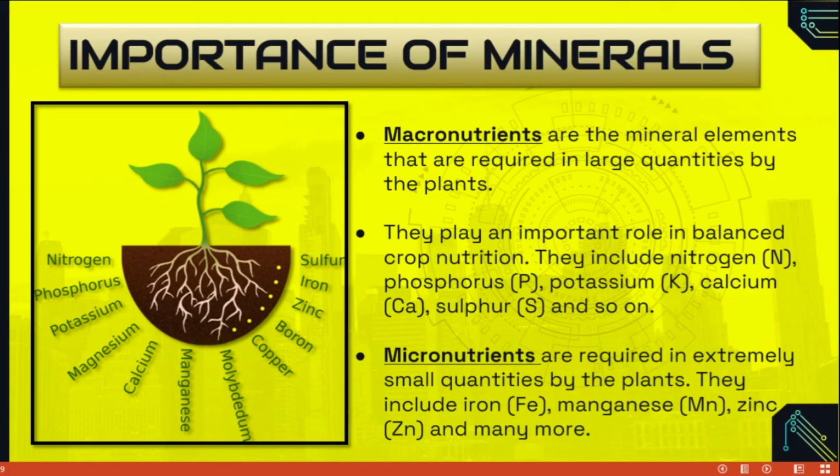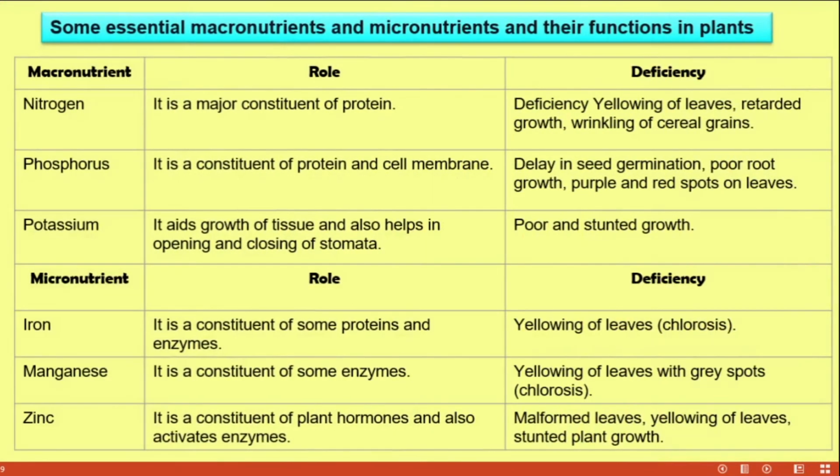So there are two nutrients, one is macro, another one is micro. Macro means plants need a large amount, micro means plants need a small amount, okay, right. See, these are all very important for growth of plants, okay, right. Next, essential macronutrients and micronutrients and their functions in plants, okay. So how important are they to the plants?